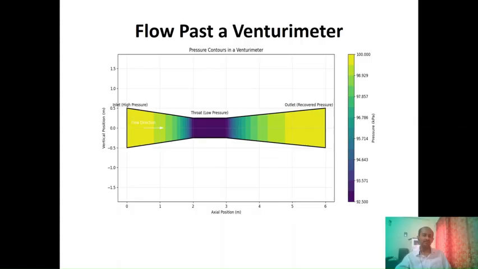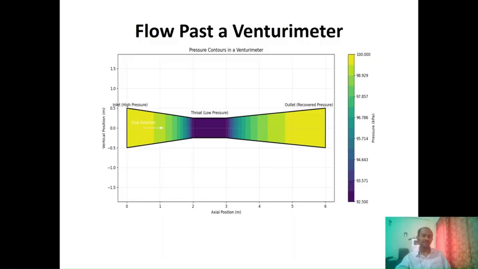Now, another application of Bernoulli's theorem is a Venturi meter. The figure shows a Venturi meter which has a converging section, then a throat which has a constant cross section, and then a diverging section.